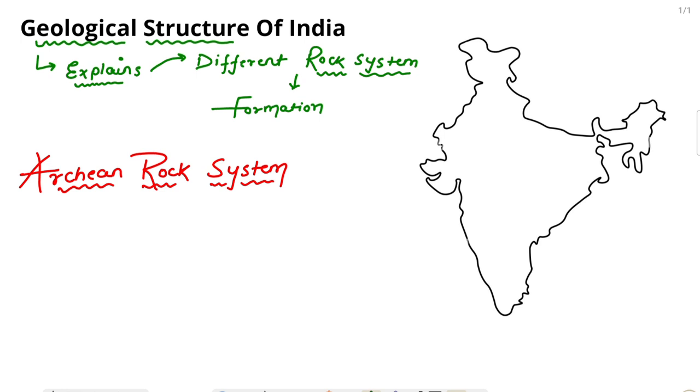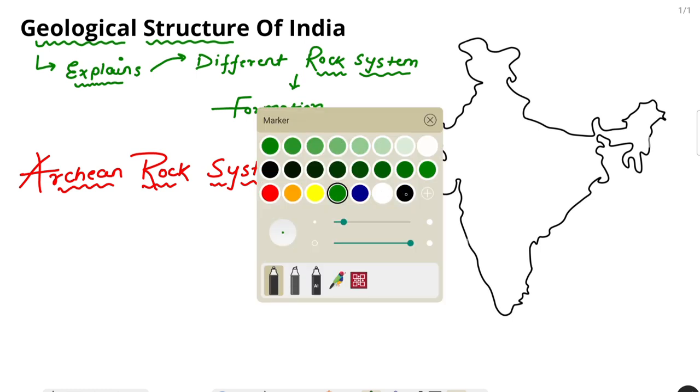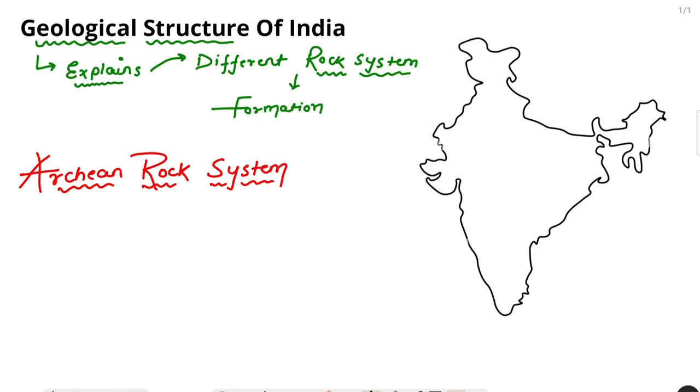The first one we have is the Archean rock system. Now what is this Archean rock system? Point by point I am going to write, and I will explain how this Archean rock system formed. The first point: the Archean rock system is an example of an ancient rock system. Ancient rock system means this is the oldest rock system of India.